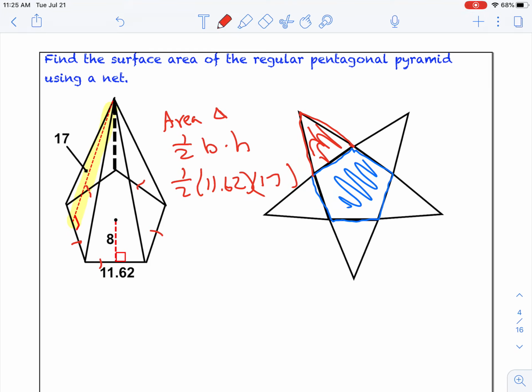So if we find the area of one of these, that would be 98.77, and then we just multiply that by 5, which gives us 493.85 units squared. That's the area of all the triangles.